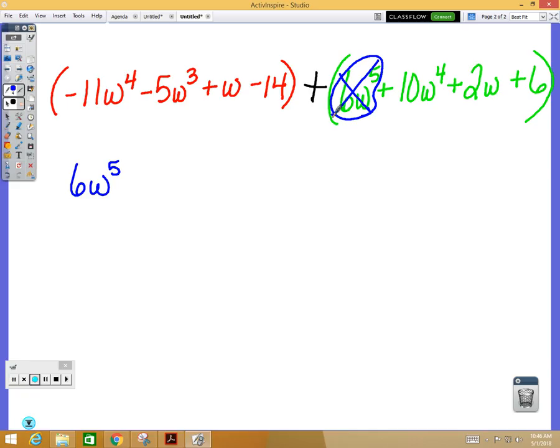What's my next highest degree? 4, w to the fourth power. Now I see one here, and I see one over here. So I want to combine those two. We have negative 11 plus 10. Negative what? Good, very good. She did not say negative 1w to the fourth. She just said negative w to the fourth power.